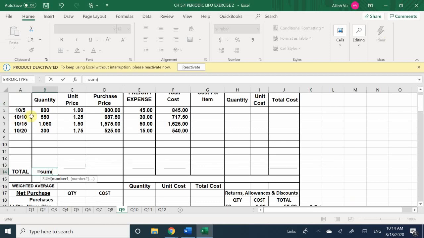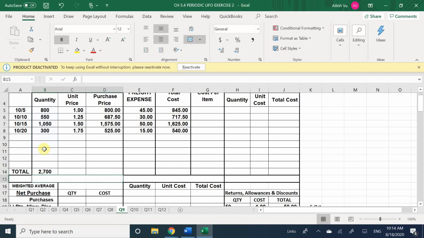How do you solve for the total items? Okay, so in this case, let's solve for each one. So the total quantity is... What's my total purchase price? It's 358,750.